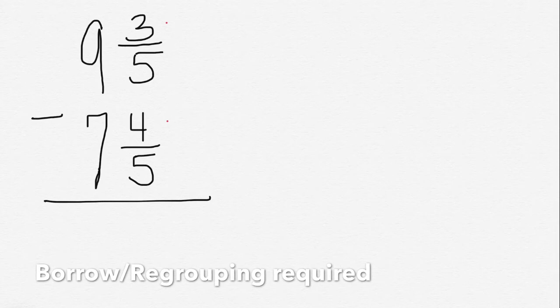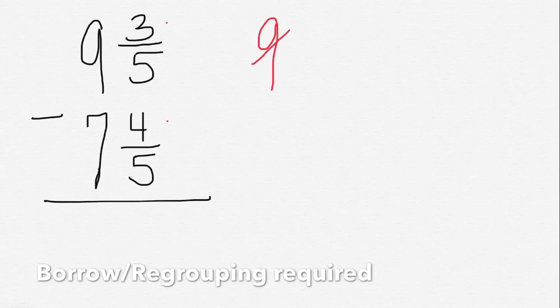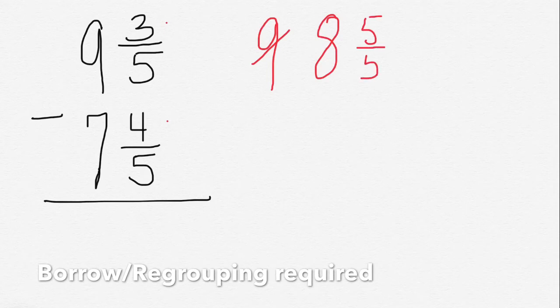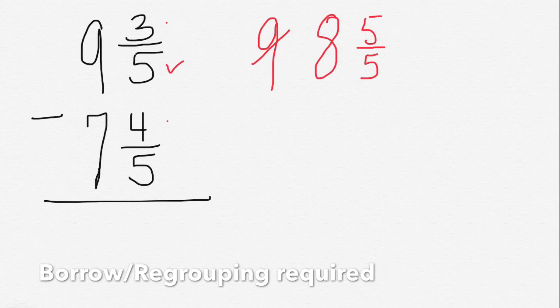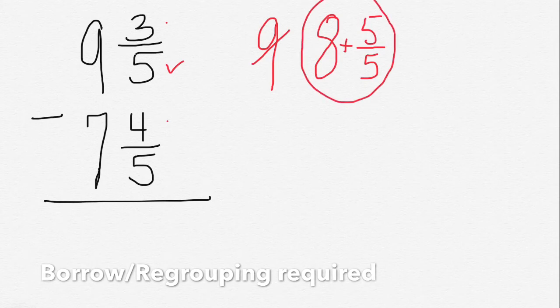So I'm going to borrow from the 9. So I'm going to write 9 over here. And I'm going to borrow from it and make it an 8 and 5 over 5. Okay? Because I'm using 5 over 5 because my denominator over here is a 5. And so I can add 5 over 5, and this is equivalent to 9.